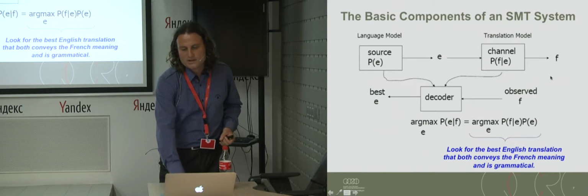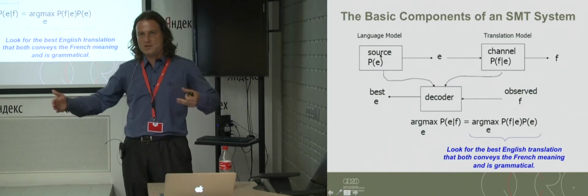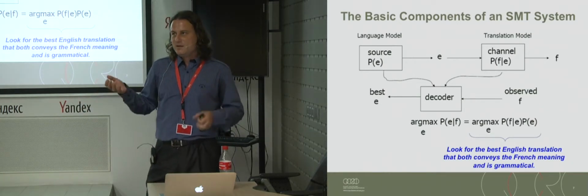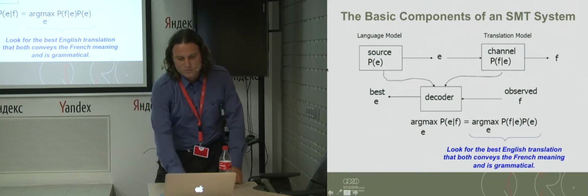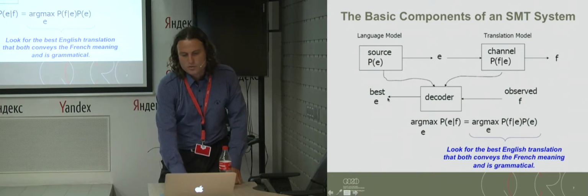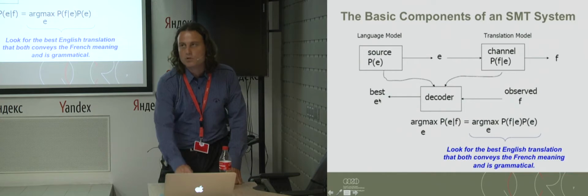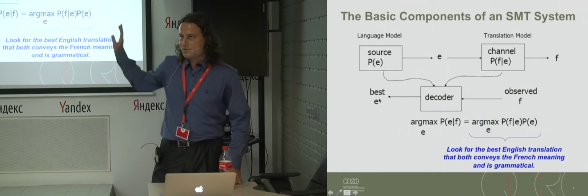So now the task is that if you have this French sentence, and if you have some idea about how English gets corrupted into French, and also some idea about how likely somebody is to say some particular sentence in English, then given those three components, you have to make the best guess about what the original English sentence was. So that's how it works.